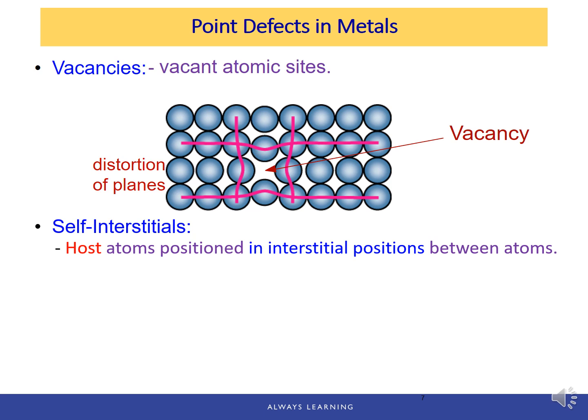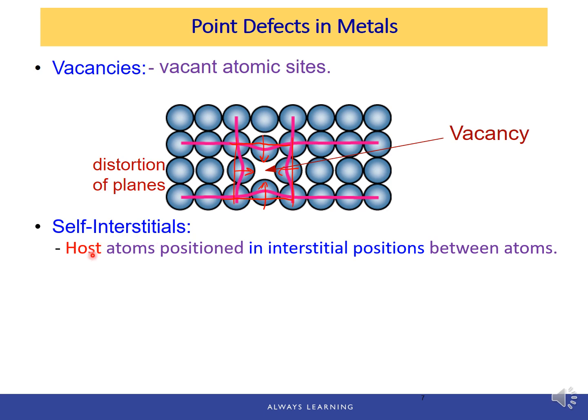If there's no vacancy, it will be like this. But because one atom is missing, to remain in equilibrium, the atoms move in or shrink in a little bit, causing distortion of planes.